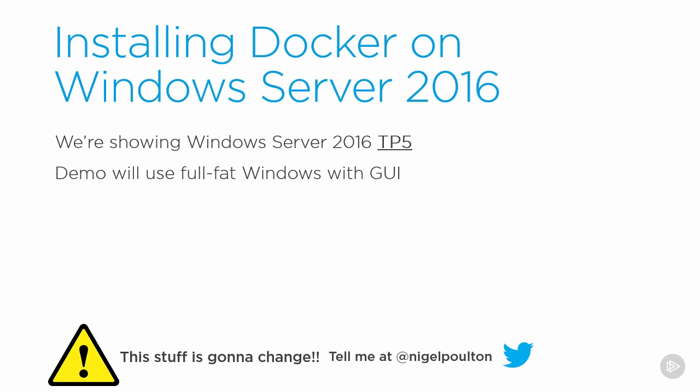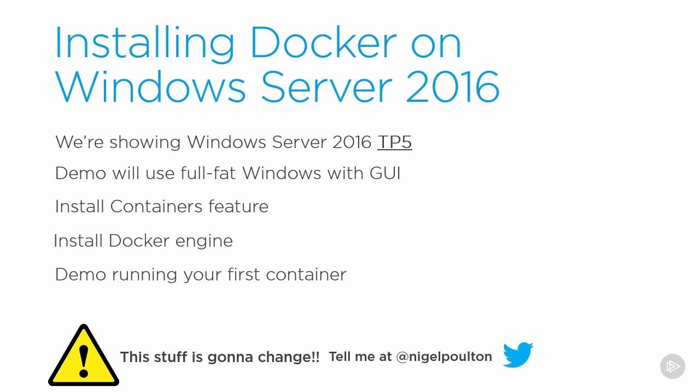So we'll install the containers feature, then we'll install Docker, and then because images are a little bit different in the Windows world, I'm actually going to show you how to pull a base OS image and then run your first container. So, you came here expecting to learn how to install Docker on Windows, and you're going to walk away with the knowledge of how to run your first container as well. That's what I call a deal.